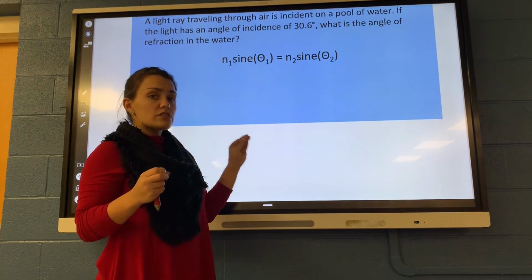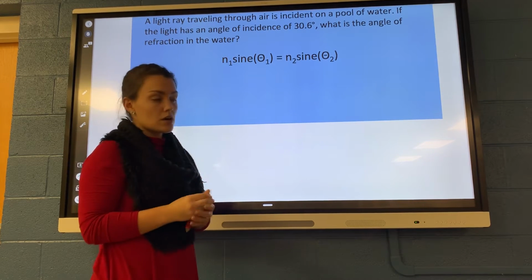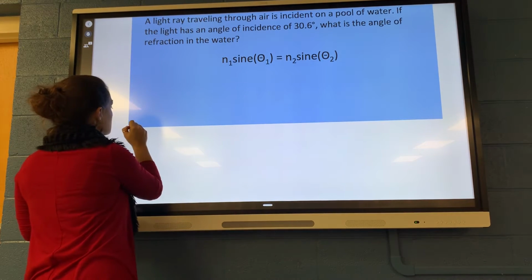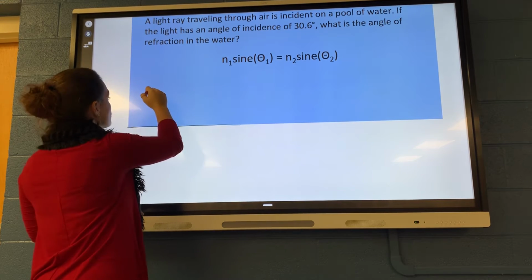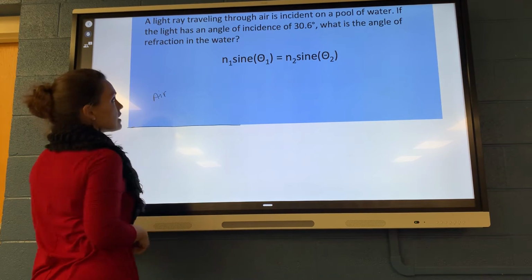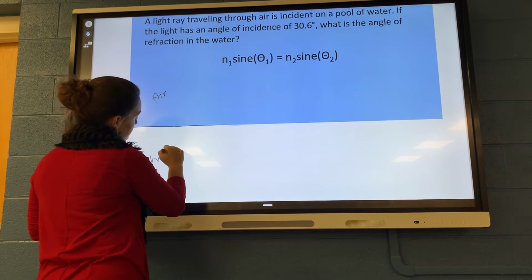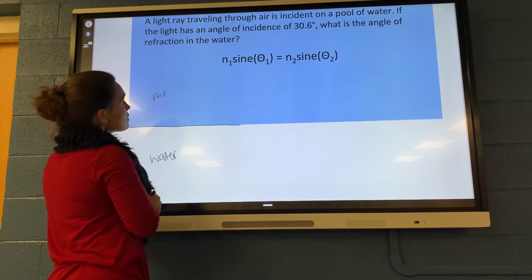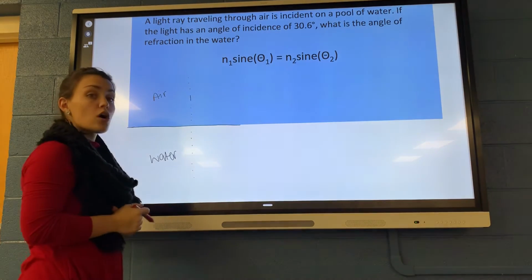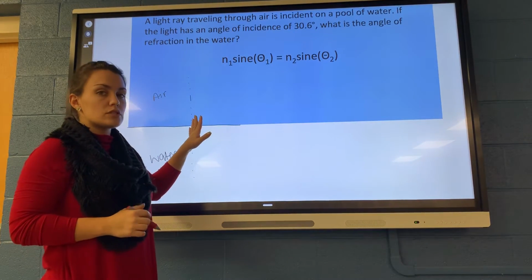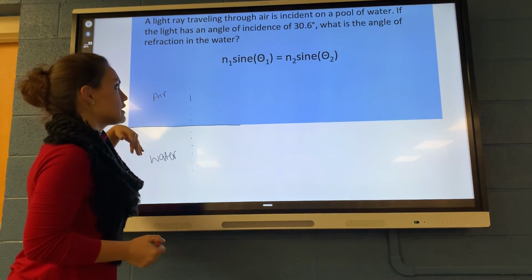The biggest thing I would suggest with these is you need to draw a very basic picture. Here's going to be my barrier. It says it's traveling through air, so this is the air, and it's incident on a pool of water. So water, and draw your normal. This is all you need to draw. This is the most that you need. I don't have a big fancy drawing of a pool. Draw your line and separate it.